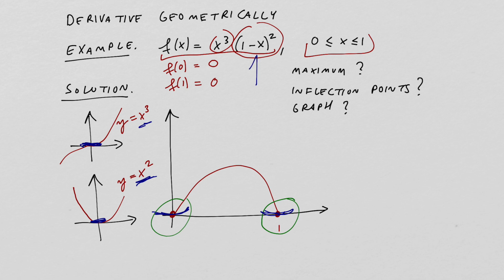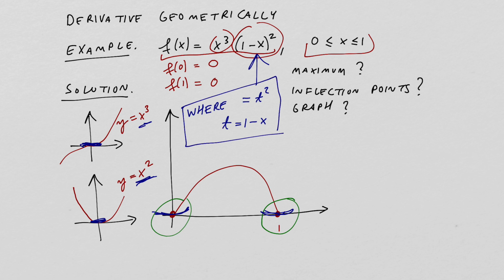Well, this function here is almost like x squared, but just this x has been replaced by some other variable. Instead of x, we have there some 1 minus t, or better to say it this way. If t is equal to 1 minus x, then the second term here is t squared. So it seems that the graph of our function must look something like this.